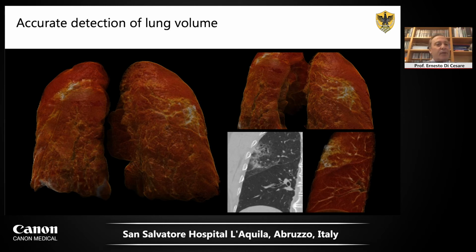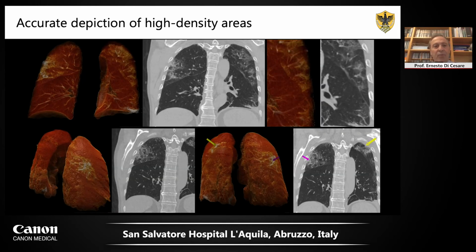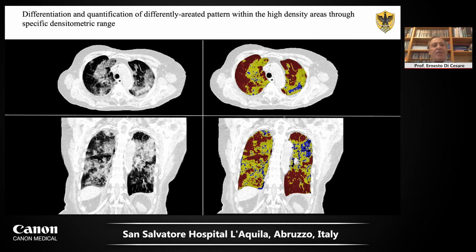With this software, we were able to analyze the lung volume in a very accurate way. It was useful to evaluate high density areas, and especially we obtained a differentiation between different patterns. In this example, you can distinguish between ground glass, which is evident in yellow, and consolidation, which you can differentiate in blue color.